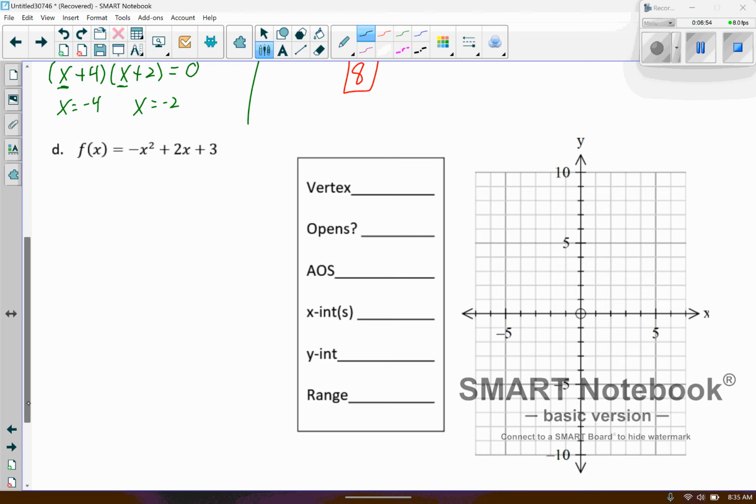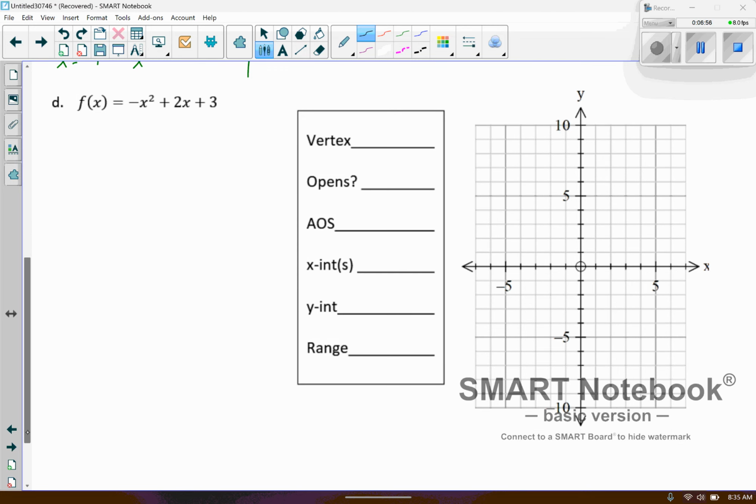Okay, here we are. So part D, my last one. Let's start with the vertex. The x value is going to be -b over 2a, and my a value is -1, my b value is 2, and my c value is 3. So this is going to be -2 over 2 times -1. When I simplify that, I get -2 over -2, which simplifies into a +1. So I figured out my x value.